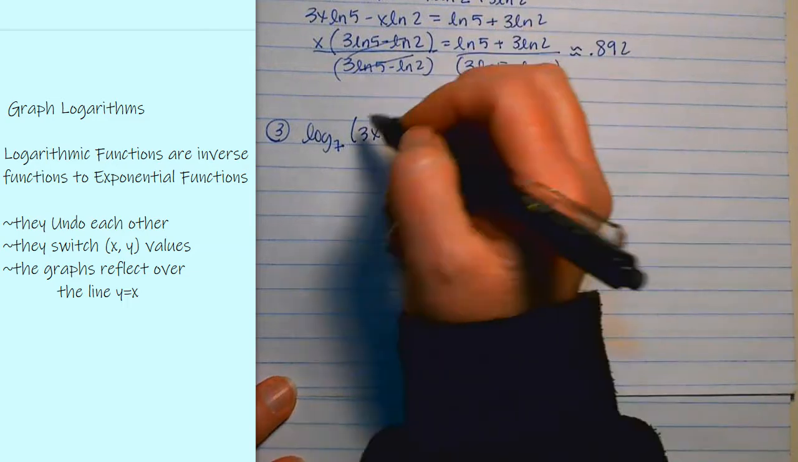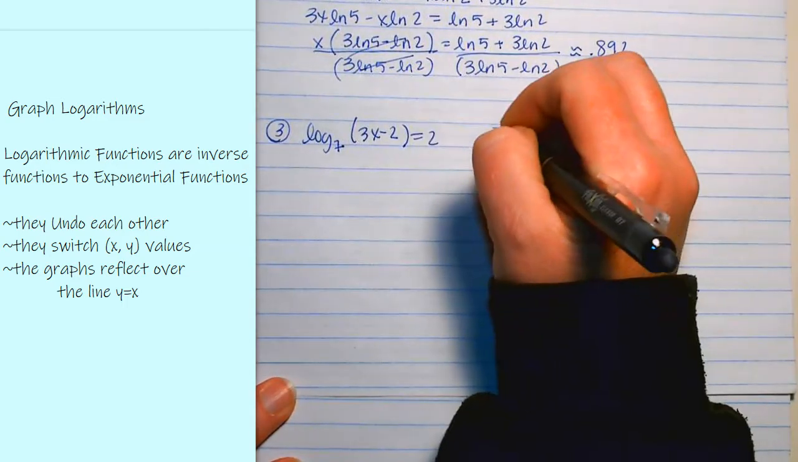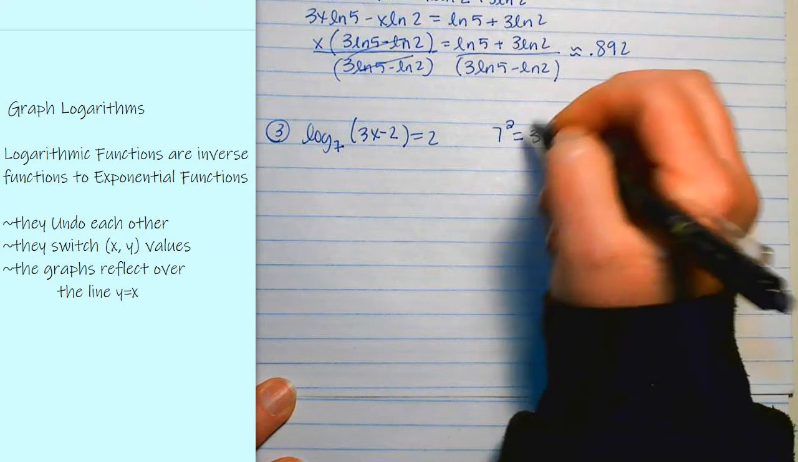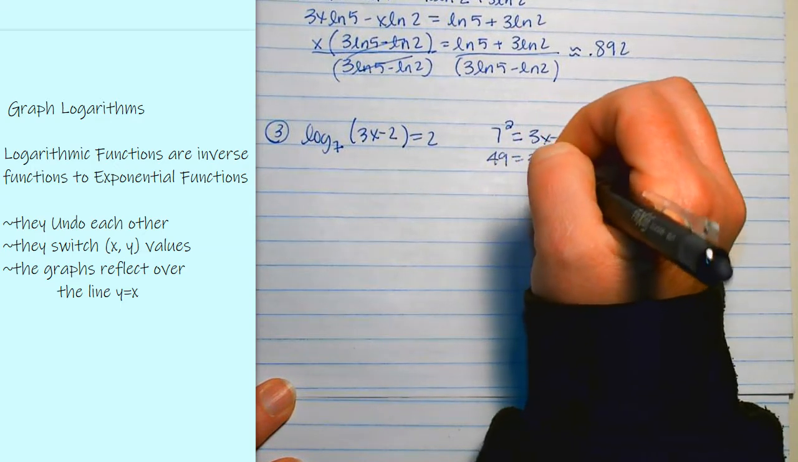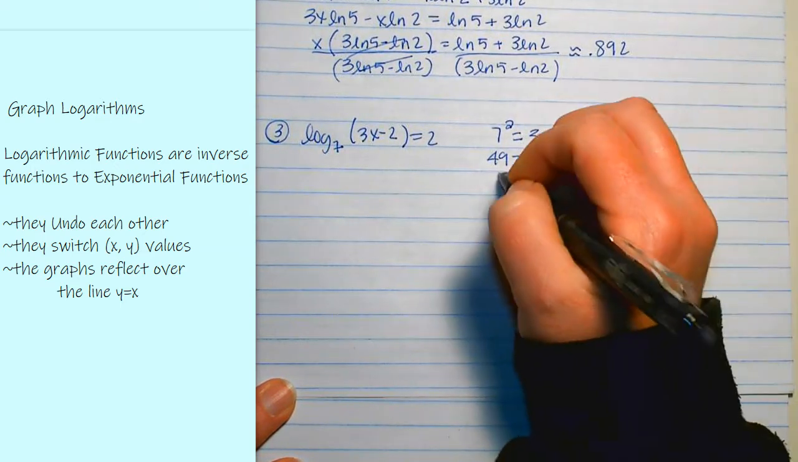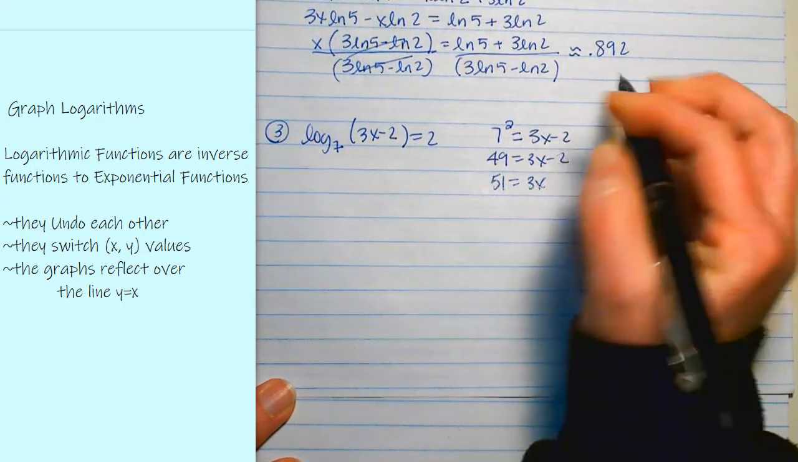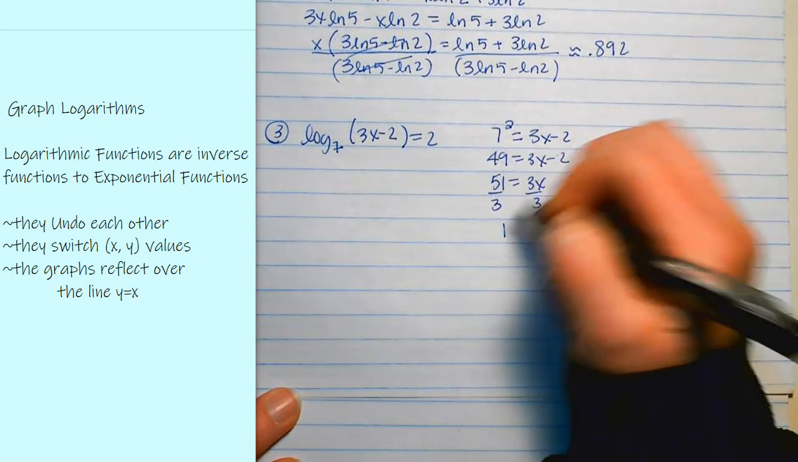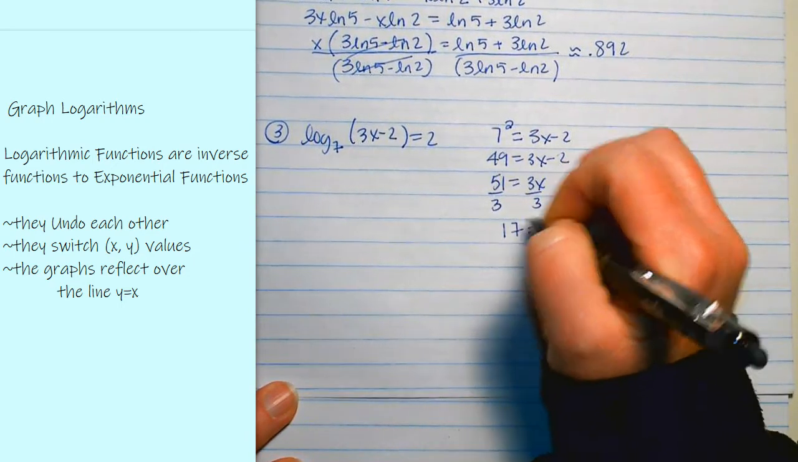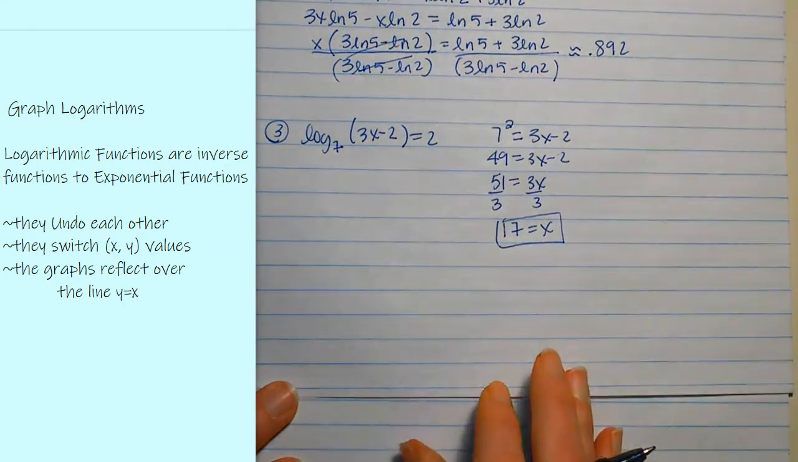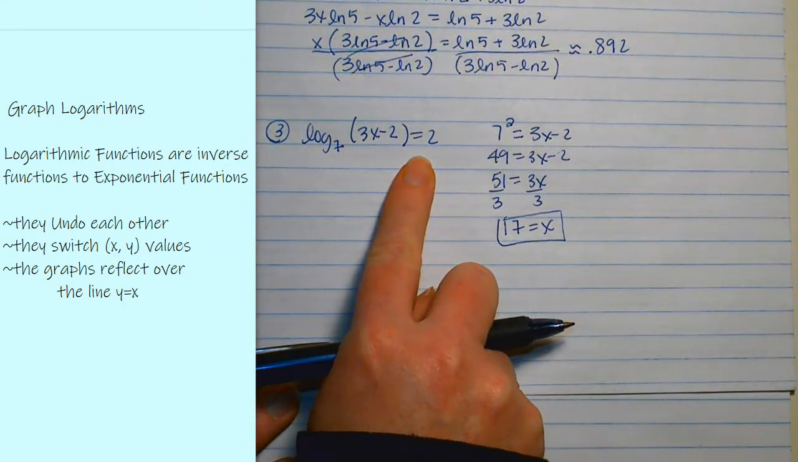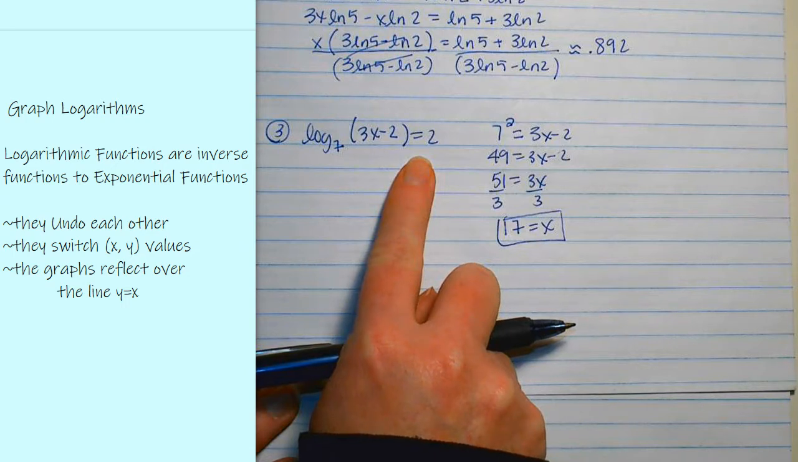So Hamburger Helper says 7 to the power of 2 equals 3x minus 2, which is simply 49 equals 3x minus 2. Add 2 to both sides, 51 equals 3x. Divide by 3. 3 goes into 5 once and then 21. So x equals 17. So sometimes you have to evaluate it based on, you're going to have to figure out what puzzle pieces you have.